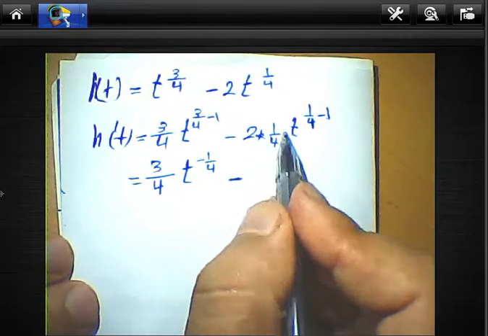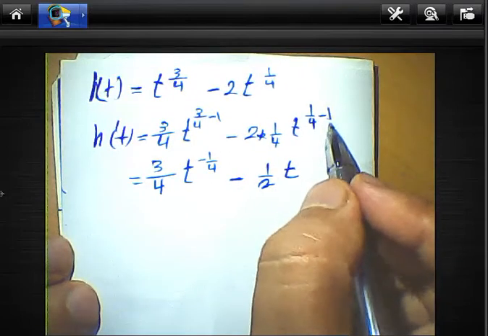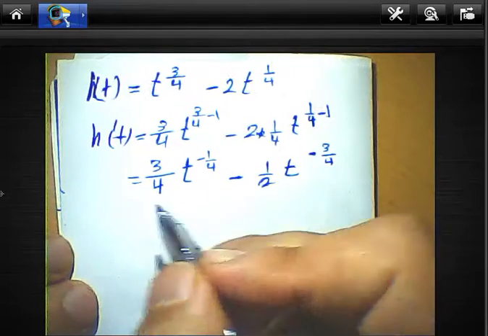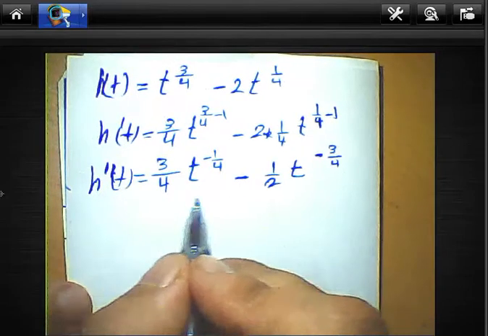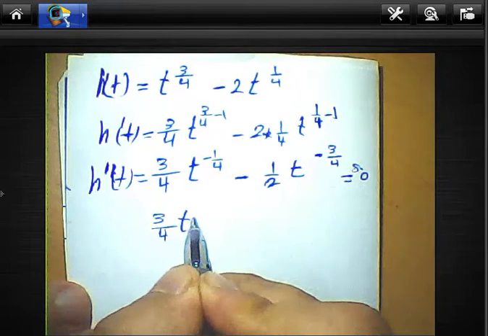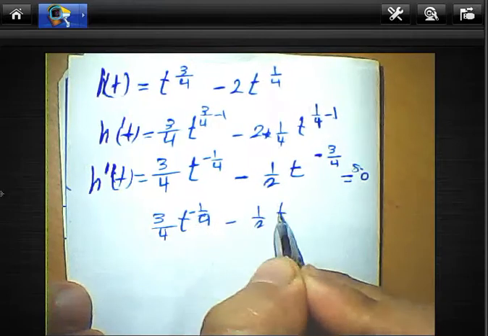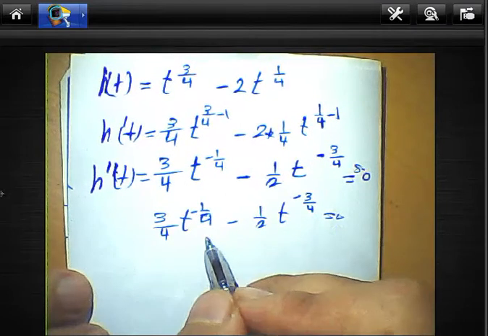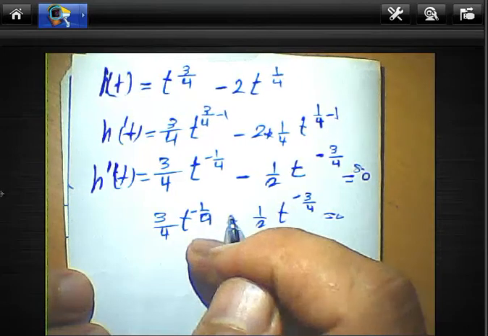And here 2 multiplied by 4th equals half. T power 4 subtract 4 over 4, the result will be negative 3 over 4. That is h dash of t. Then we can put this expression equal to 0. Then 3 over 4 t power negative 1 fourth subtract half t power negative 3 over 4 equals 0. We can multiply by t power 1 to cancel this power here.